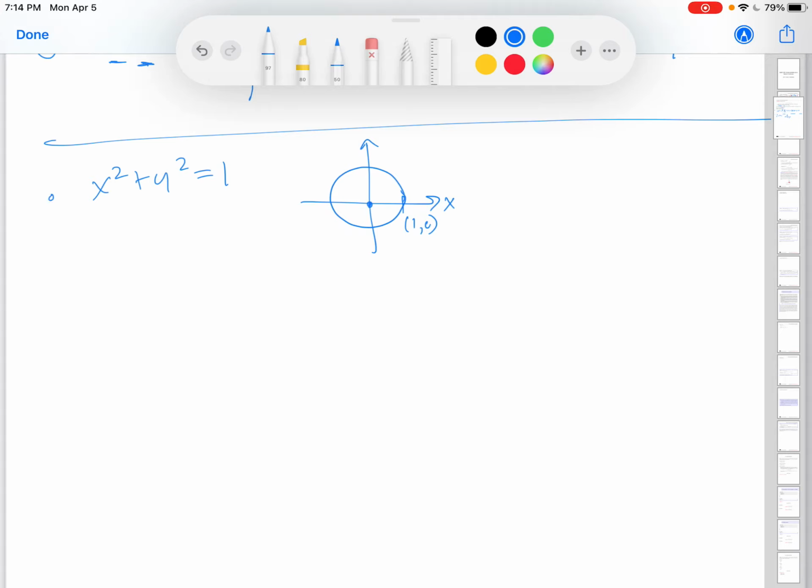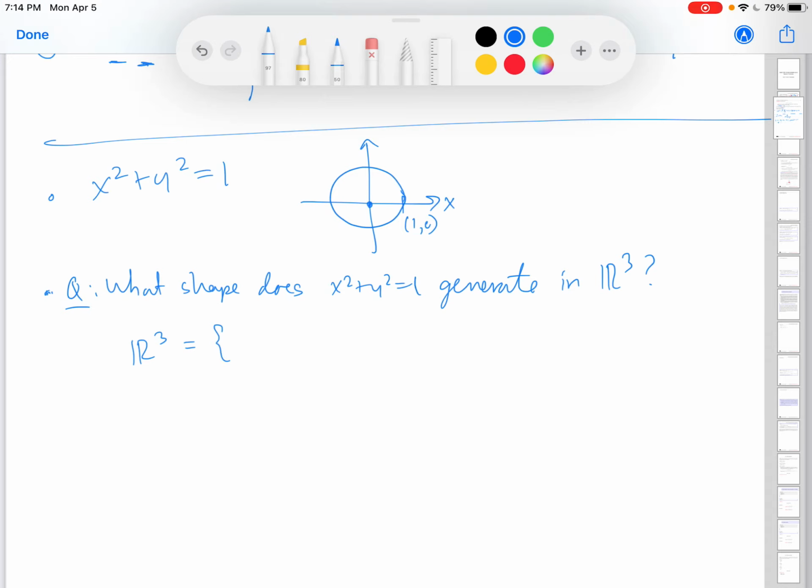So let's ask the question. Interesting question: what shape does x squared plus y squared equals 1 generate in R3? Interesting question, because you might be tempted to say a circle, right? It's a circle. Why would it be anything else in R3? But I wouldn't go to that sort of natural answer right away. Remember that R3 is a set of points x, y, z. This is what we talked about in the first module, such that x, y, z are real numbers.